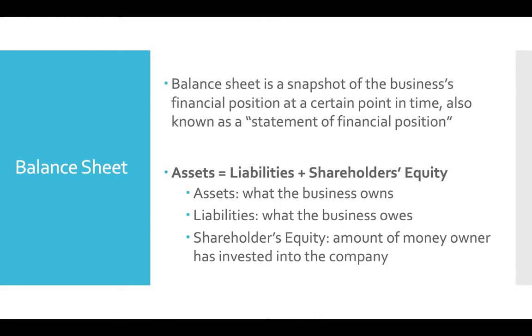This can include all kinds of obligations, like money borrowed from a bank or money owed to suppliers for goods and materials. Shareholders' equity is the amount of money owners have invested into the company. This is sometimes called capital or net worth. It's the money that would be left over if a company sold all of its assets and paid off all of its liabilities. This leftover money belongs to the shareholders or the owners of the company.